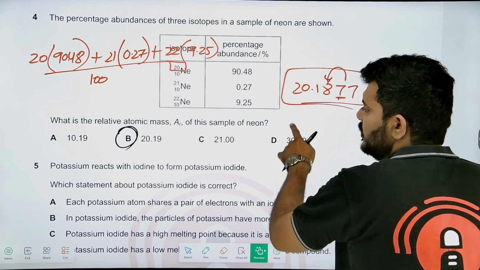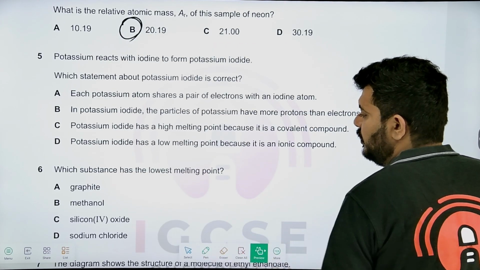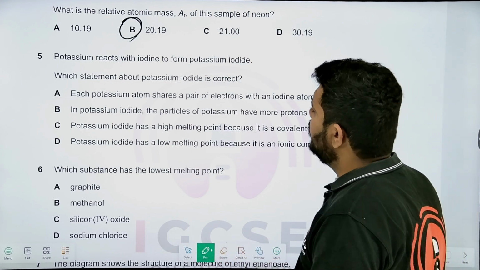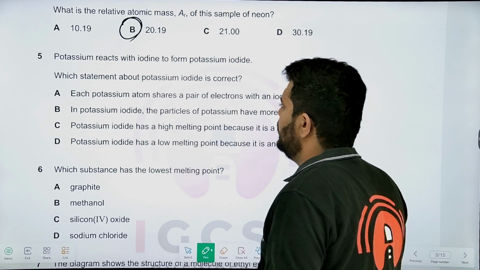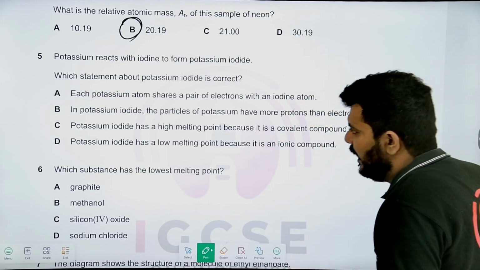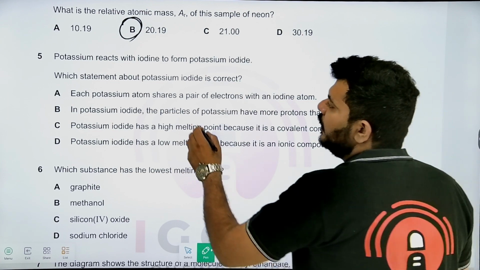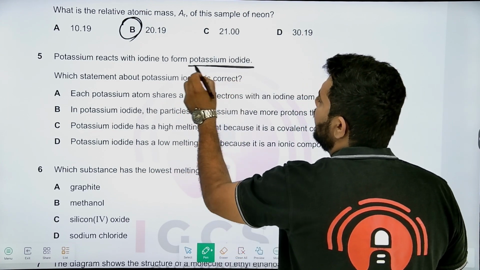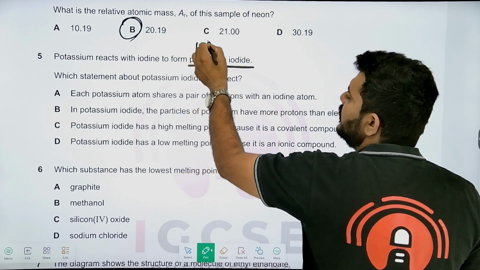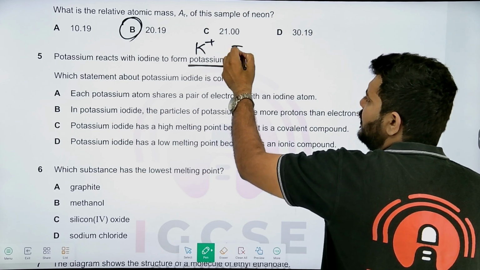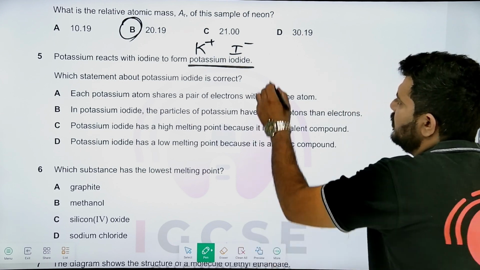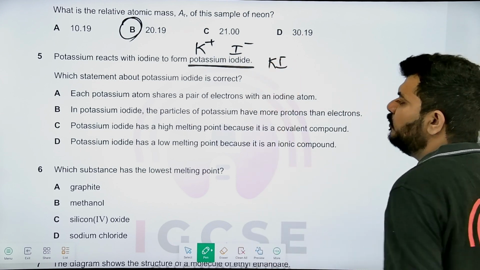Let's look at the next question. Potassium reacts with iodine to form potassium iodide. Which statement about potassium iodide is correct? Each potassium atom shares a pair. No. If it forms potassium iodide, right? This is an ionic compound. We just discussed another example where this was forming a positive ion and iodine must form a negative ion. This is what should happen, and the compound should have a formula of KI.